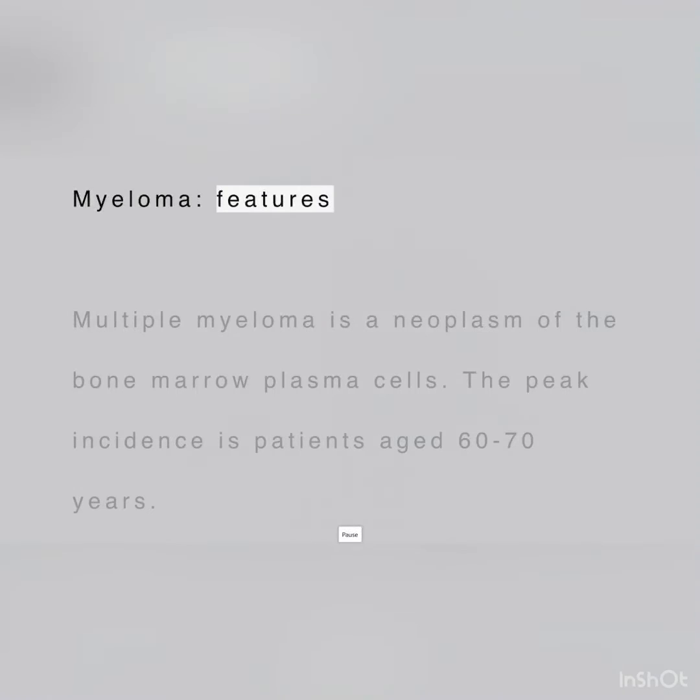Myeloma features. Multiple myeloma is a neoplasm of the bone marrow plasma cells. The peak incidence is in patients aged 60 to 70 years.